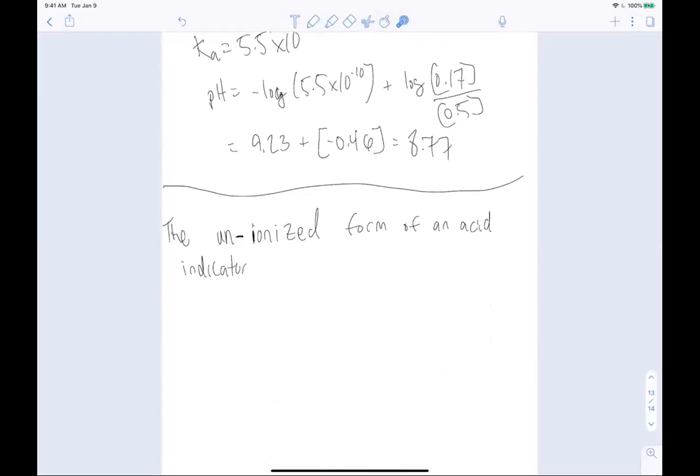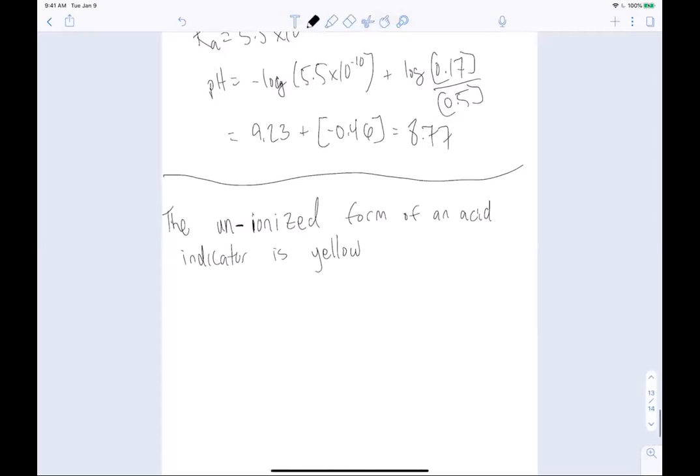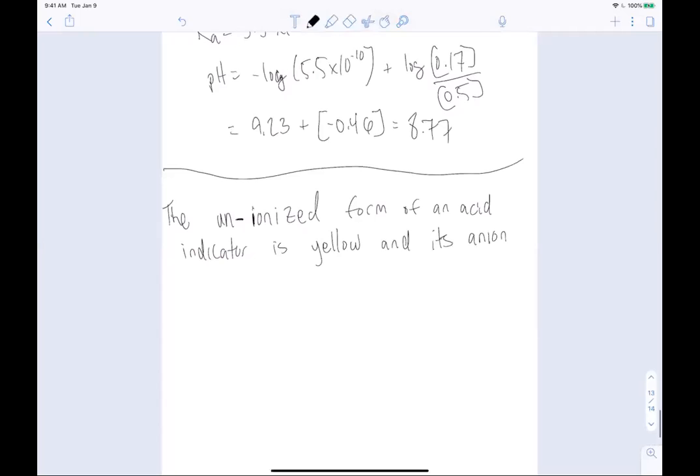Okay. The un-ionized form of an acid indicator is yellow. Is this covered in the LEs at all? Do you guys know? Up to this point, I had not heard anything about the indicator colors in LE. I feel like that's kind of an unfair question. Were there any other indicator questions, or is that the only one?